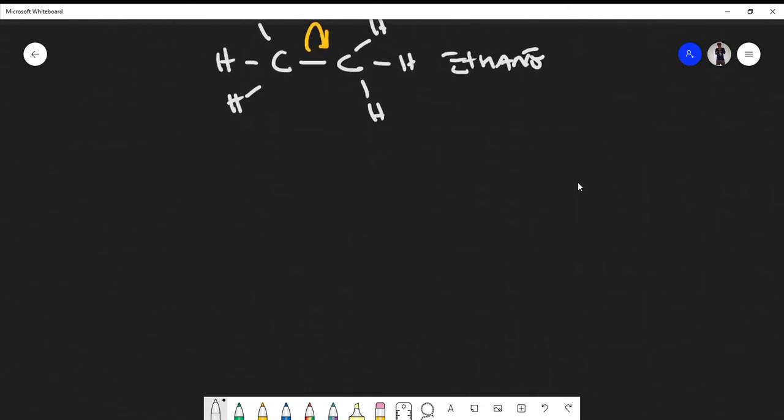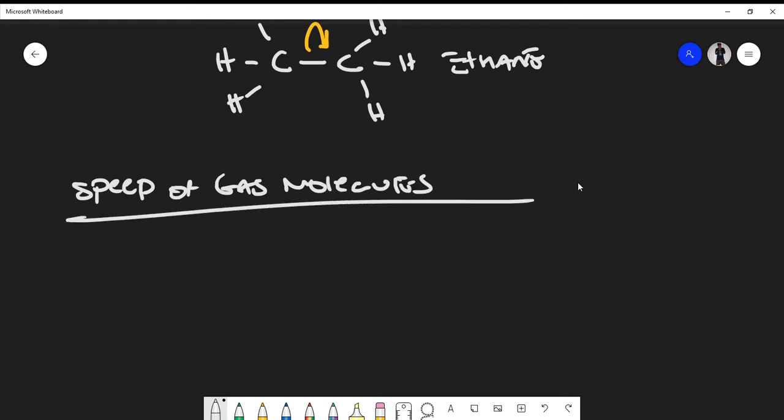Let's switch gears to the speed of gas molecules. So let's look at the speed of gas molecules. The first one we want to look at is the root mean squared speed.